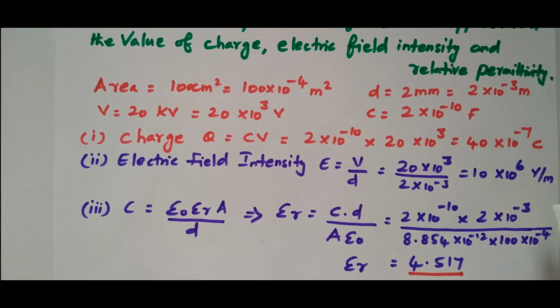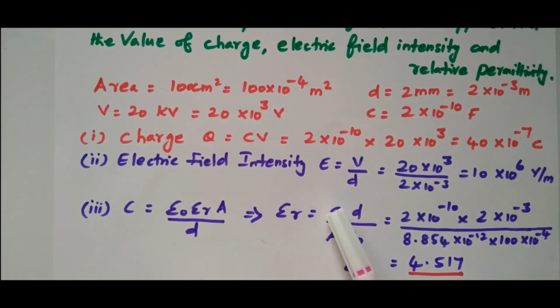Now we need to find one more value, that is relative permittivity. From this formula we can find it: C equal to epsilon naught epsilon R A divided by D. It's a very standard formula. In this, C is available, epsilon naught is available, area is available and distance is also available. So cross multiply and simplify this expression, because we need to find epsilon R, it is rearranged such that epsilon R equal to C into D divided by A into epsilon naught.